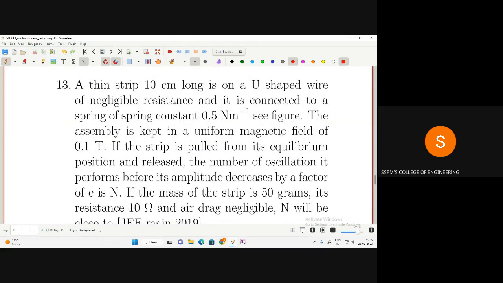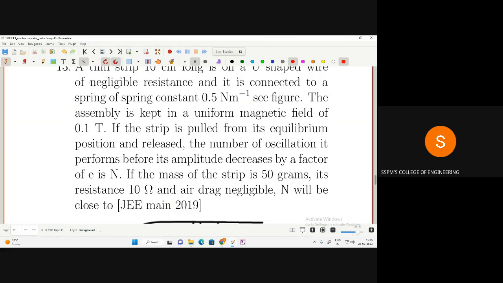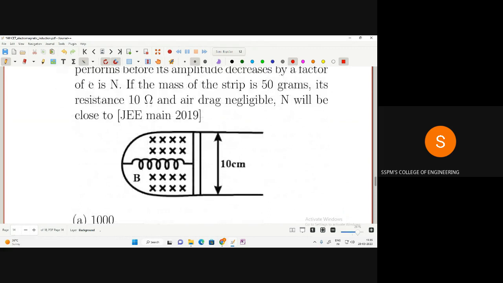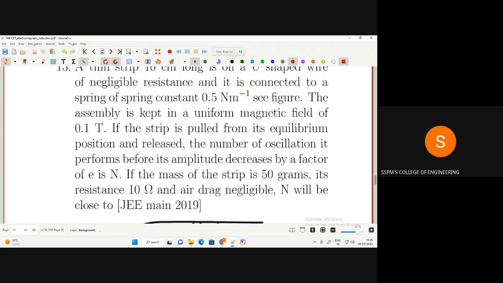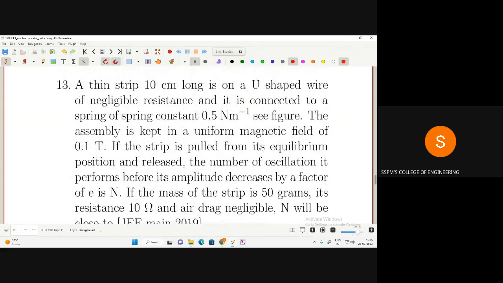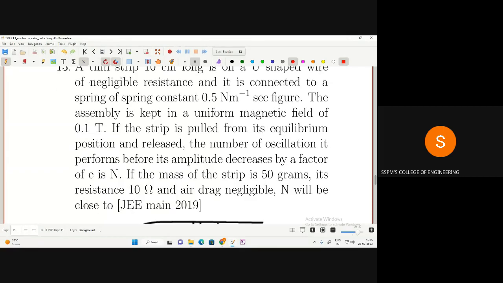Example 13. हे जरा ट्रिकी आहे एकदम. हे JEE मेन 2019 मध्ये विचारलेलं आहे. हे एक्झाम्पल काय दिले बघा. A thin strip of 10 centimeter long is on U-shaped wire of negligible resistance and it is connected to a spring of spring constant K 0.5 Newton per meter.